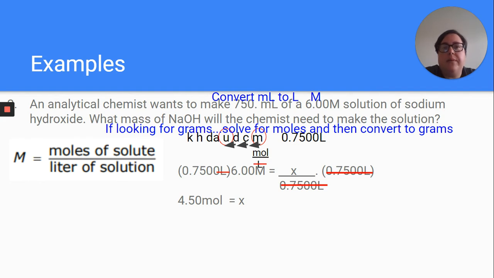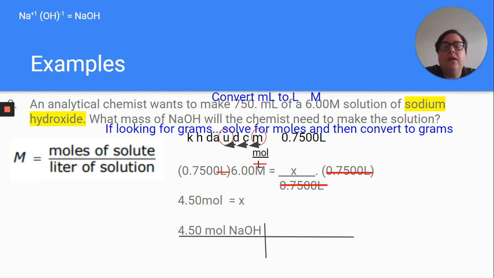So now we're going to set up our table. We start with our given. We pull that to the bottom, and then we put grams on top. The problem is telling us that this is sodium hydroxide. So that's how I know it's NaOH. And we just need to plug in the numbers.